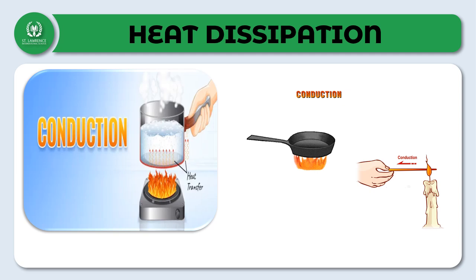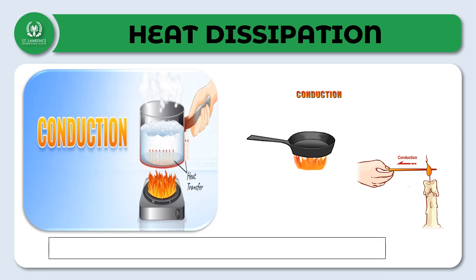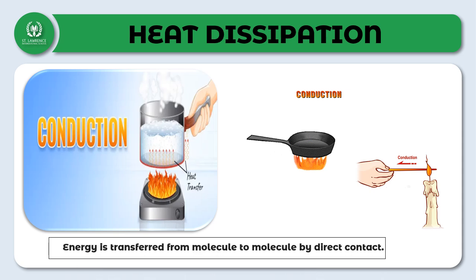Like in the picture over here, metals are good conductors of heat because their particles transfer energy quickly. You can observe in these three pictures where the solid particles are directly in contact with the source of heat, and they move and pass the heat to the other molecules. So this is the meaning of conduction.